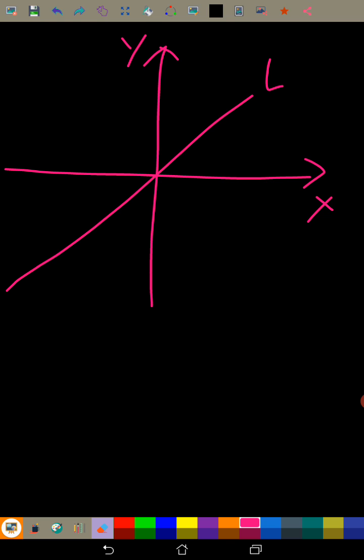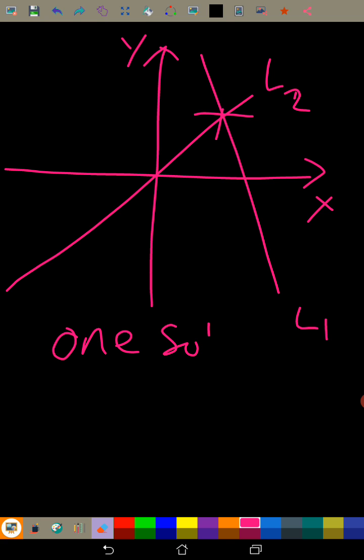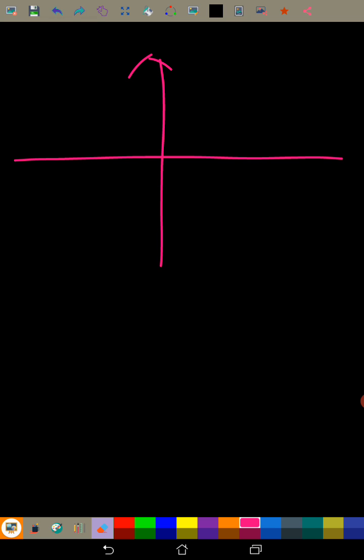For example, let it be L2, and L1 is somewhere here. So here there is a point of intersection, so there will be one solution because they intersect at this point. So there will be one solution. Now let's say there is another case, still in this plane.